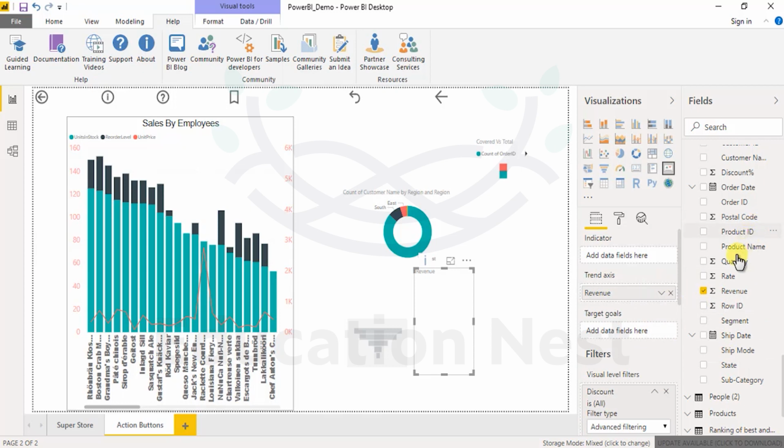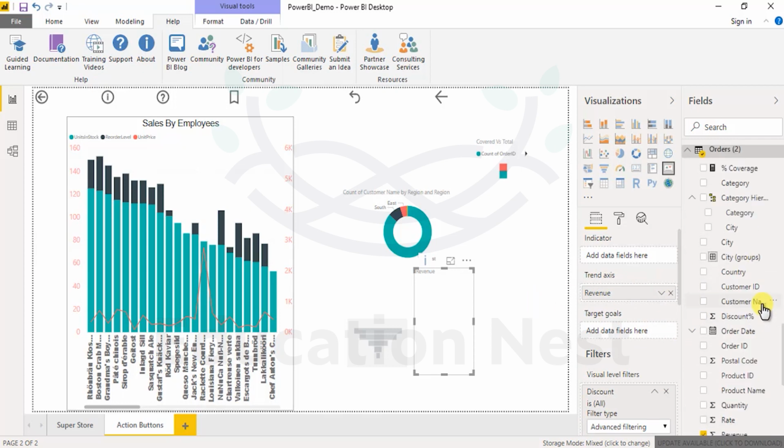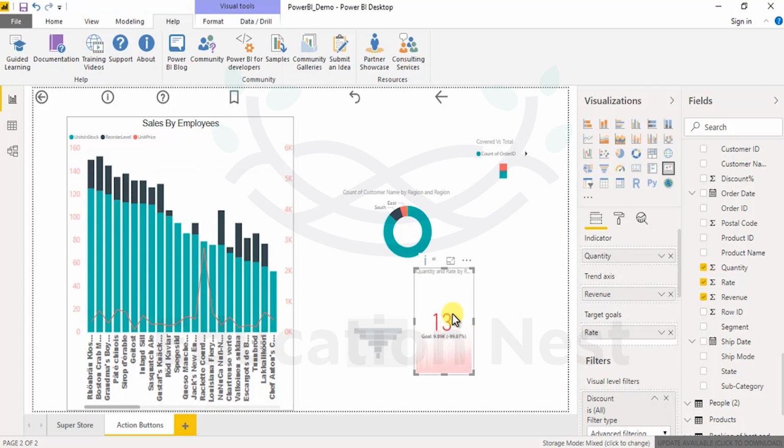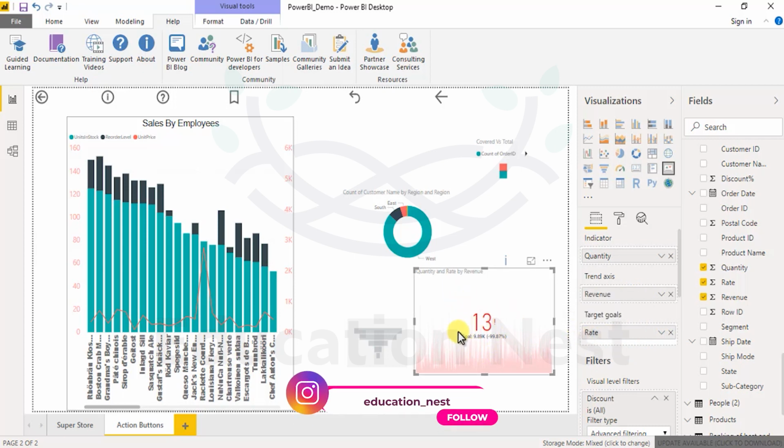And for example, let's take count of unit, probably rate, right? Indicator can be quantity. So this is what the quantity is. So what it is showing over here is out of 9.89, we are on target. Obviously the revenue would always be higher than the rate. That is the reason it is showing that we are achieving the goal by 98%.